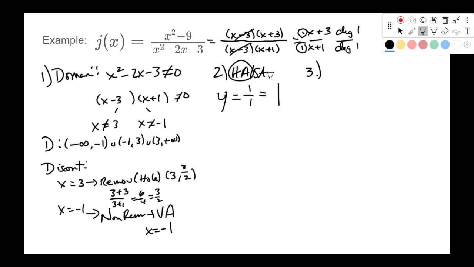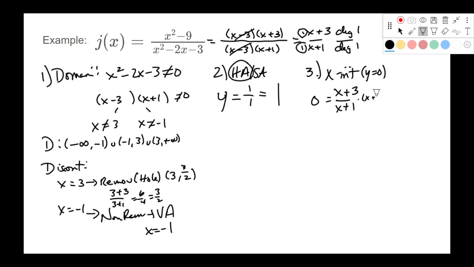No slant asymptote. There can be one or the other, never both. All right, let's go ahead and find my x-intercept. To find the x-intercept, you're going to make y 0. So I'm going to make y 0 on the function that I have crossed out. So I have (x plus 3) over (x plus 1).